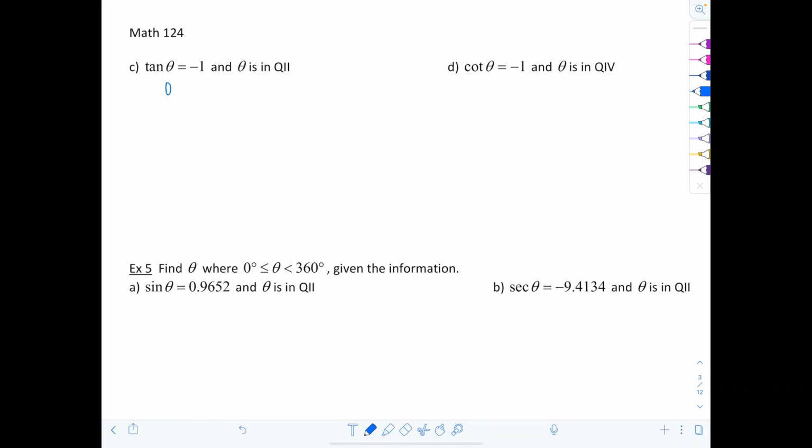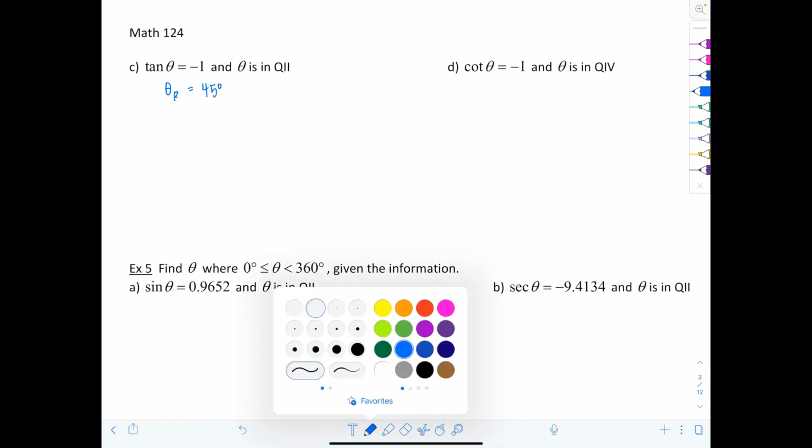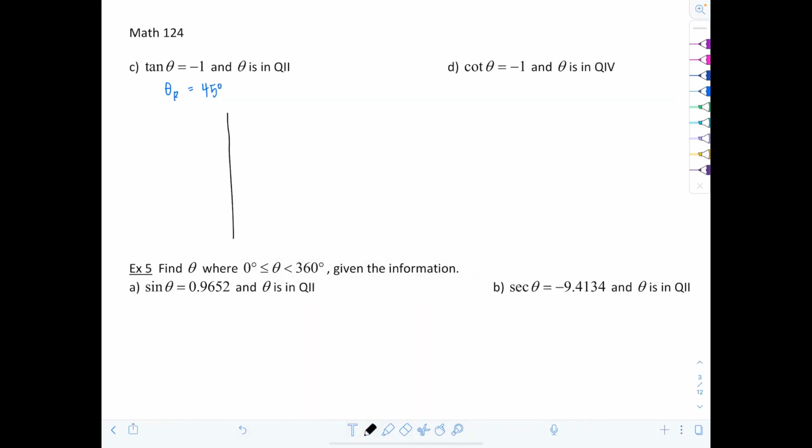Okay, so I know the reference angle is equal to 45 degrees, since I memorized all the values, and they're telling us theta's in quadrant 2. So, reference angle of 45 degrees, we have to end up in quadrant 2. Here I start on the positive x-axis, keep going, keep going, stop here. Now the reference angle is sitting down here, and that's 45 degrees.